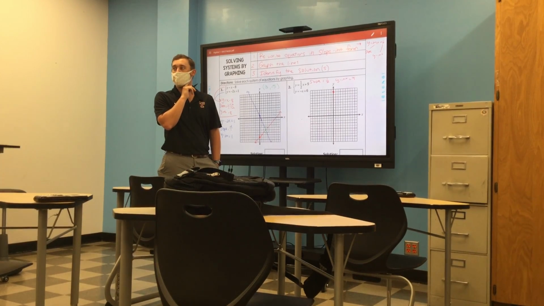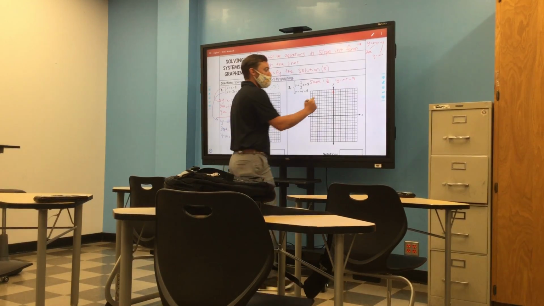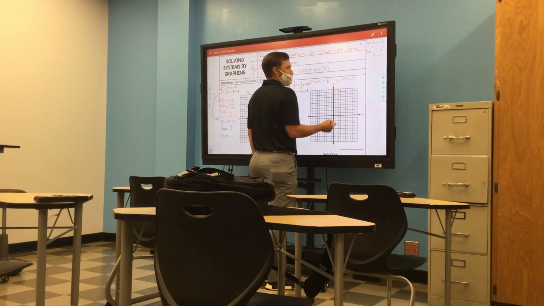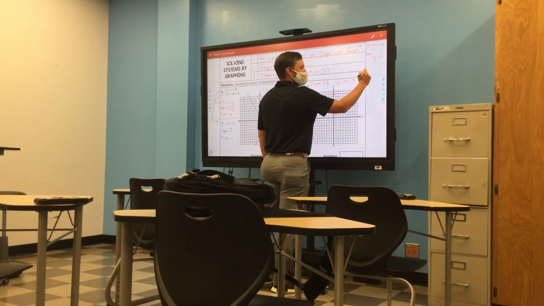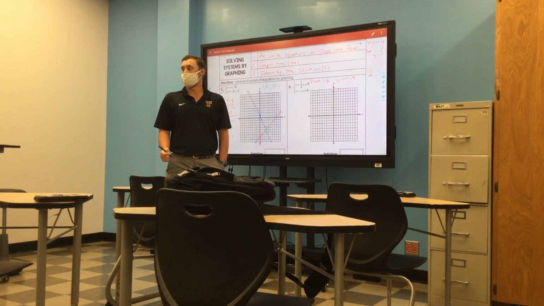Go up how many? 1, and go to the right how many? 2. So up 1 over 2. Okay, what if I had a slope that looked like this? -1 over 2. What does that tell me to do? Down 1 to the right 2.